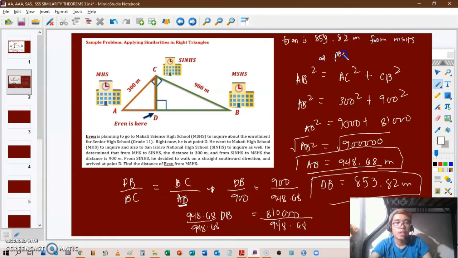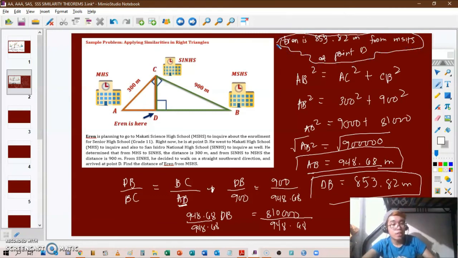Okay, so that's the answer for the problem that we have here for right triangle similarity. That's all for right triangle similarities. Our next lesson is going to be special right triangles.